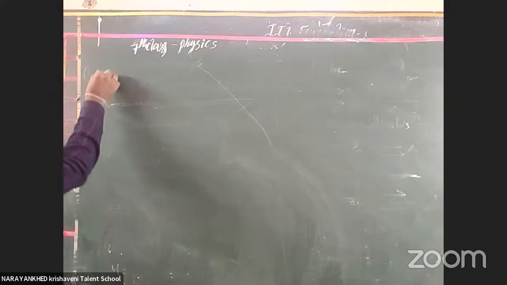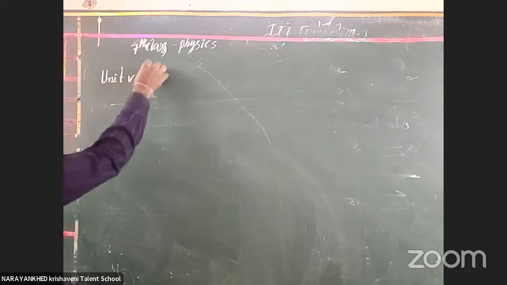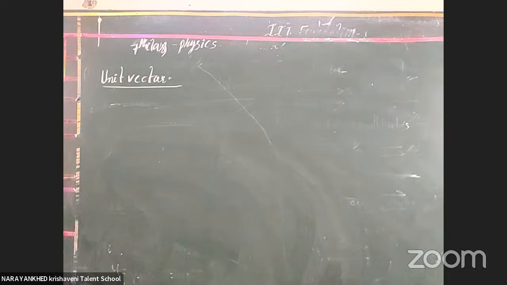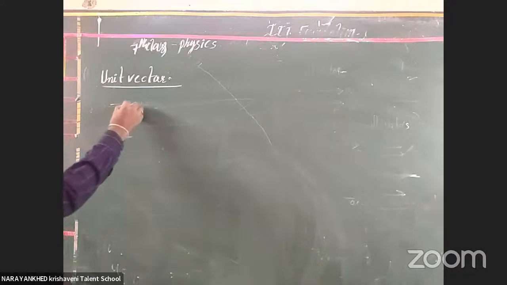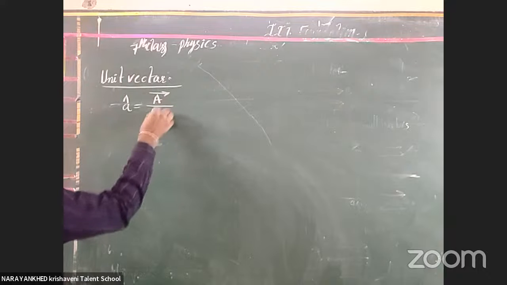Next, unit vector. When there is a vector whose magnitude is a unit, that is called a unit vector. It is written with a cap. The magnitude of that vector becomes unit. Clear or not, all the students? Here it is indicated by A cap, designated as A bar by mod A.